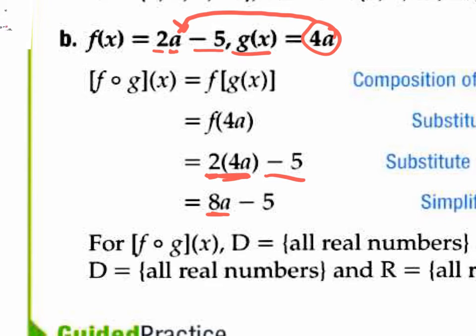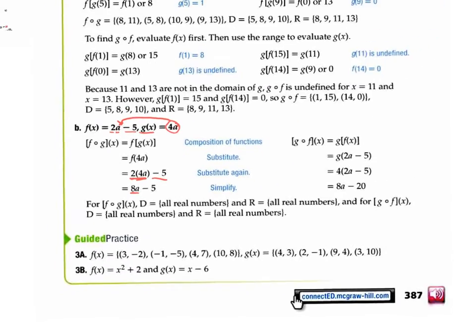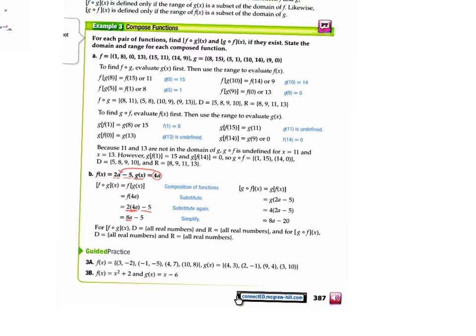Okay, so all this is in the book. It'll all be on video as well. Let's get to the actual worksheet that we're doing for homework today.